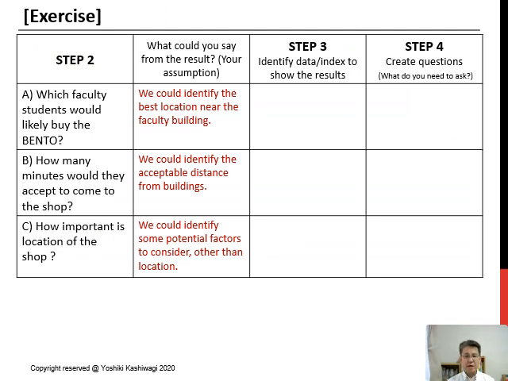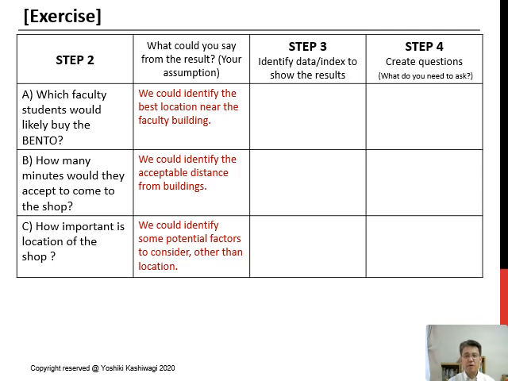Now it's the exercise. I want you to take some time to fill in the blank boxes. In step 2, this is the survey process. As we saw in the previous slide, there are three example questions in step 2, A, B, C. And from these questions, what could you say from the result? You can assume those. Once you get the answers to these questions, you can say something like this in red.